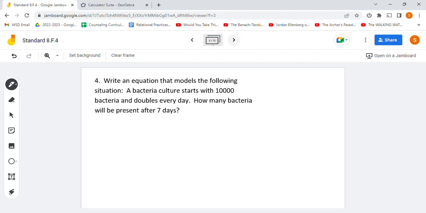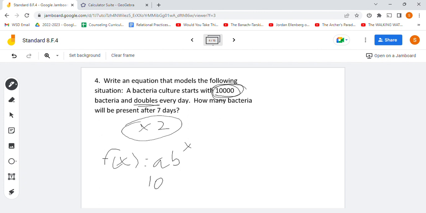On our next one, we are supposed to write an equation, and it gives us some information: a bacterial culture that starts with 10,000 bacteria and it doubles every day. Doubles is just multiplying by 2. So that pattern right there tells us that it's exponential, and this gives us a starting value. So f of x equals a times b to the x. Our starting value is 10,000, and our multiple is 2, and we have to the power of x. So that's our first part of this task, to write that equation.